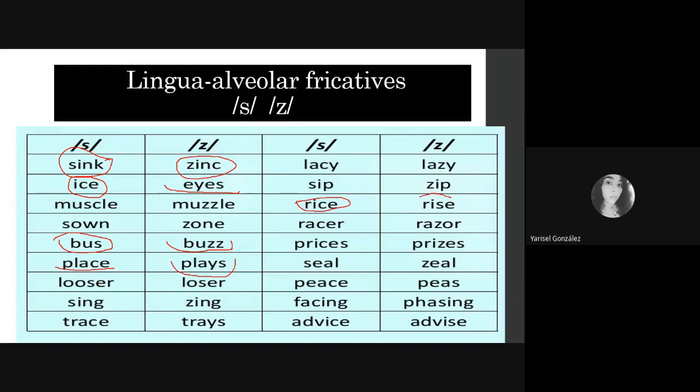Rice. Rise. Rice and rice. This one? Advice. Yes. This one? Rises. Yes, good. Remember, it doesn't vibrate, it's produced vibration. Don't forget that.